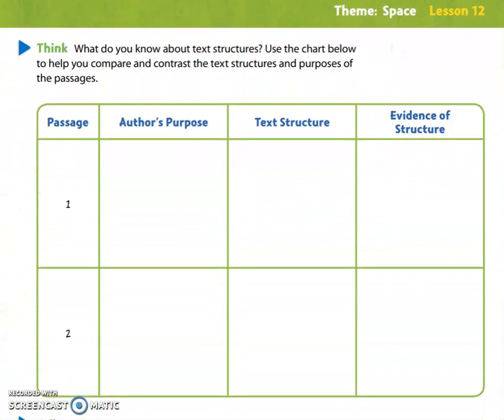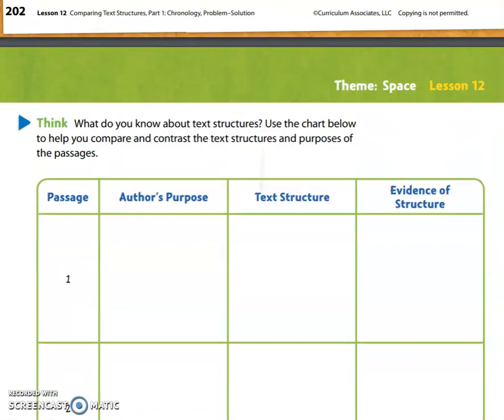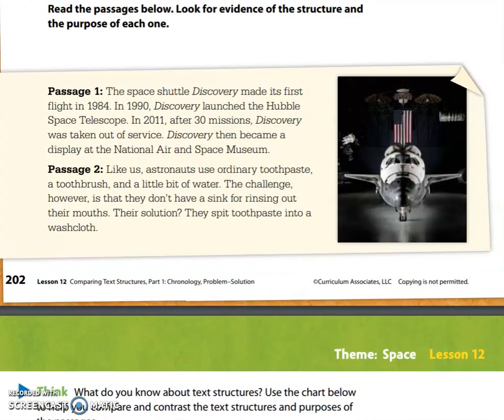I am going to take what I just learned, or what I just talked myself through, and fill in my chart. It asks me, what do you know about text structures? Use the chart below to help you compare and contrast the text structures and purposes of the passage. I know that compare means I'm going to tell how they are alike, and contrast tells me how they are different. So passage number 1, if I go back and look, was about the Space Shuttle Discovery and when it made its first flight.